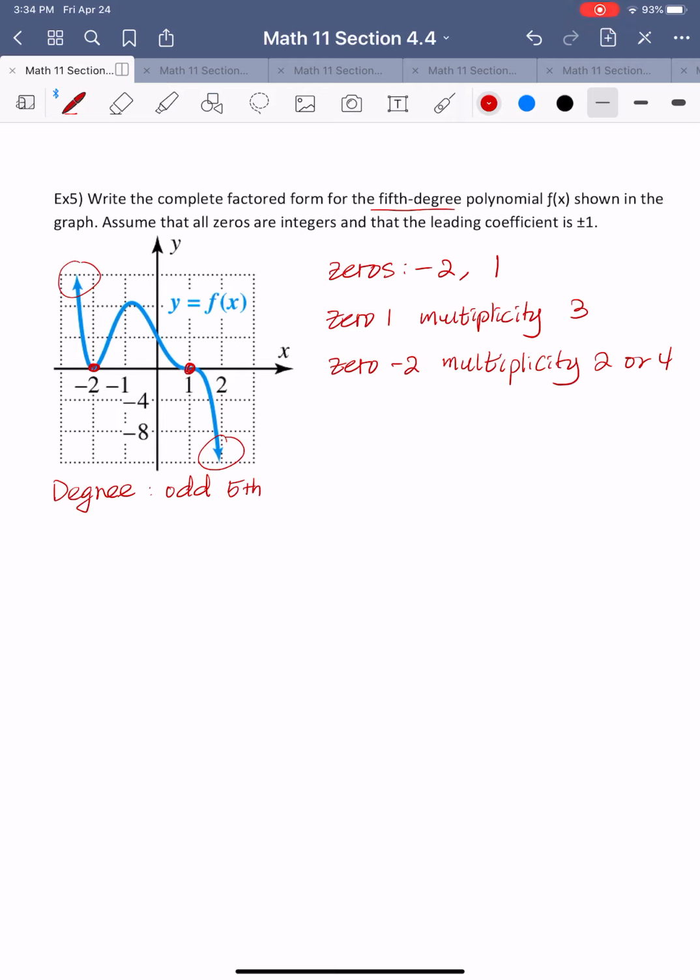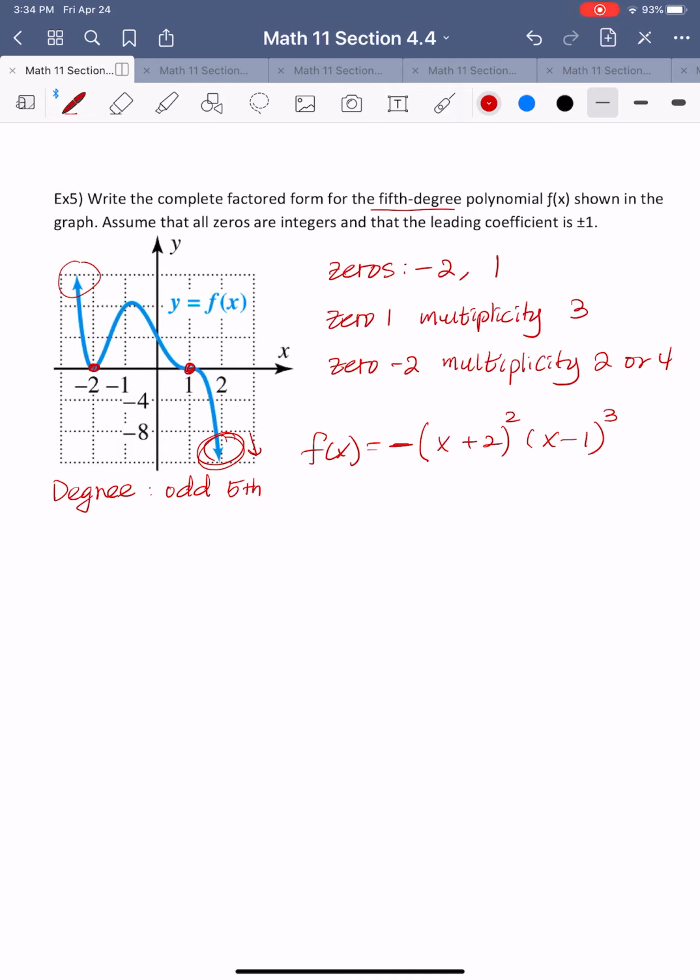The graph is flatter than at 0, so approximately I can say that is, okay. The leading coefficient will be negative this time because the right side is down. And then we got the zeros as x plus 2 and x minus 1. So the zero at 1 has a multiplicity of 3, and the zero at negative 2 has a multiplicity of 2.